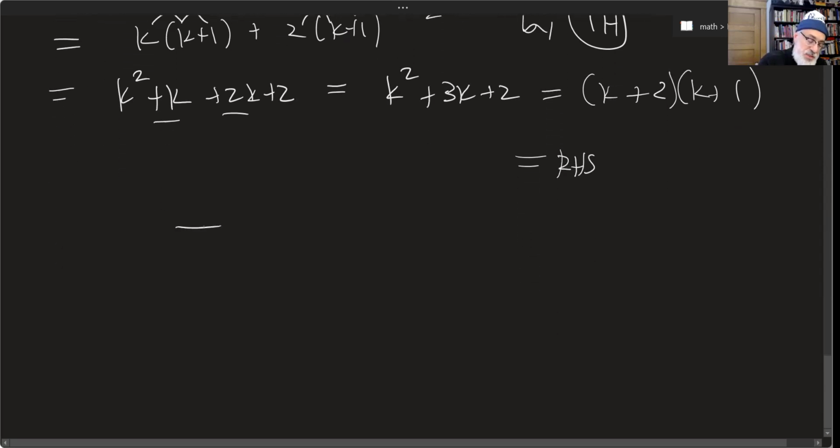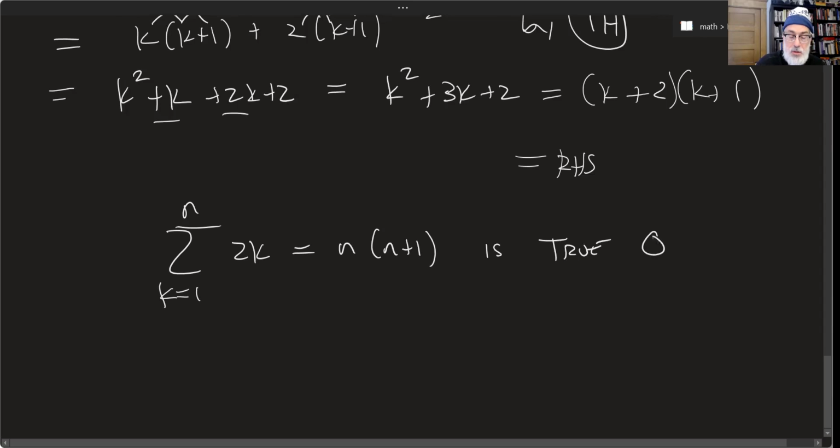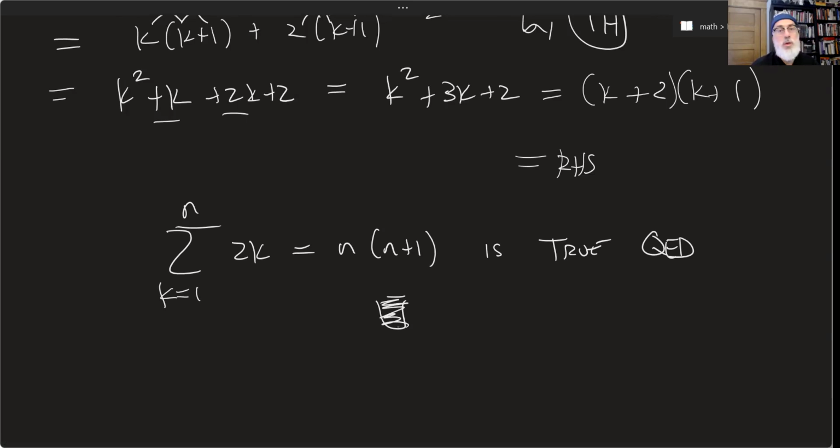So our hypothesis that the summation from k equals 1 to n of 2k is equal to n times n plus 1 is true. QED, or I like to put a little box to say the proof is over. And that's it. Hopefully that made sense and I didn't do it too quickly.